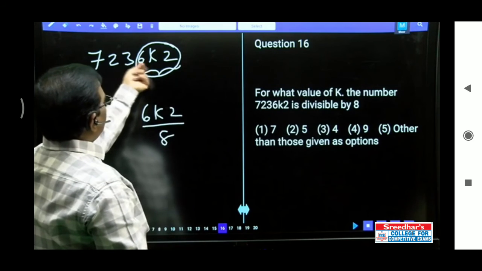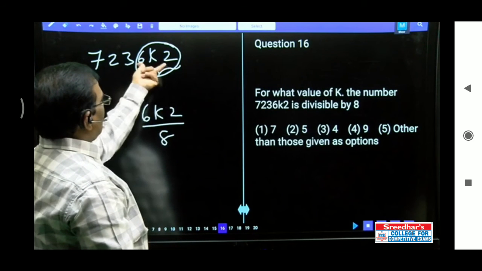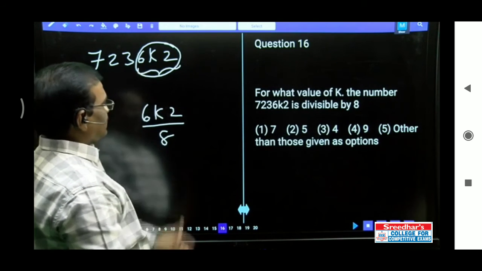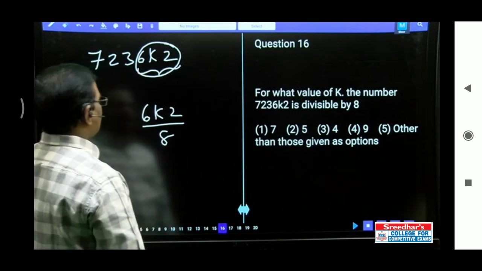This number is exactly divisible by 8. If the last 3 digits are exactly divisible by 8, then the whole number should be exactly divisible by 8. ఇప్పుడు k కి లీస్ట్ వాల్యూ కావాలి మనకి. What is the value for k?